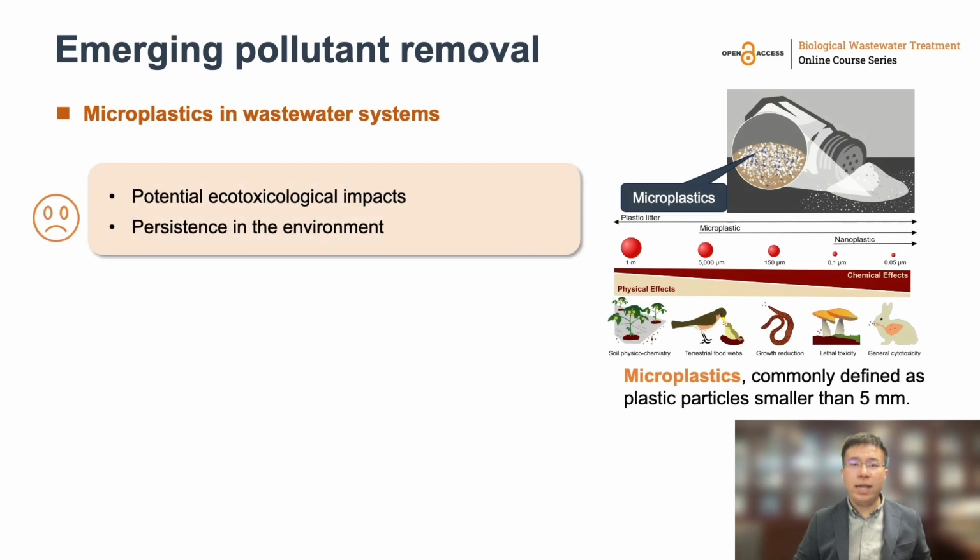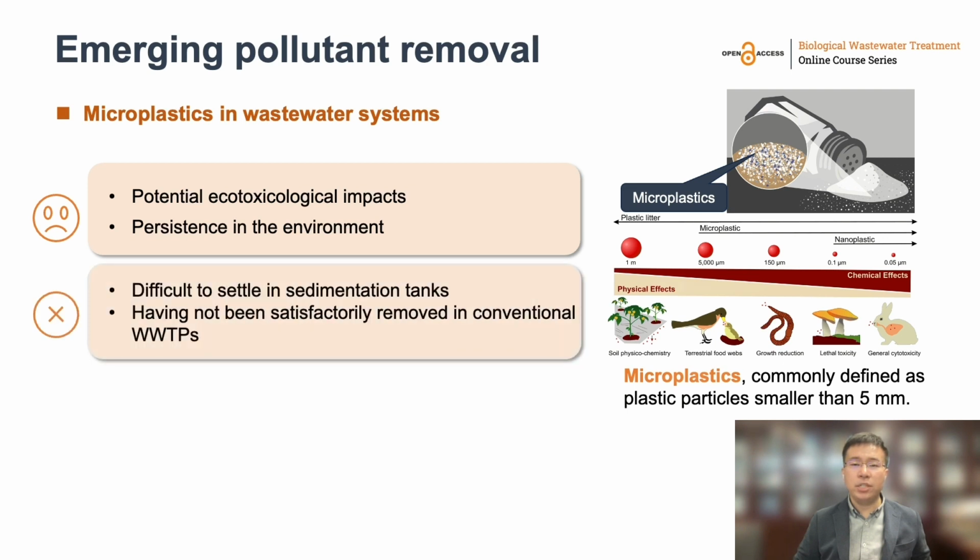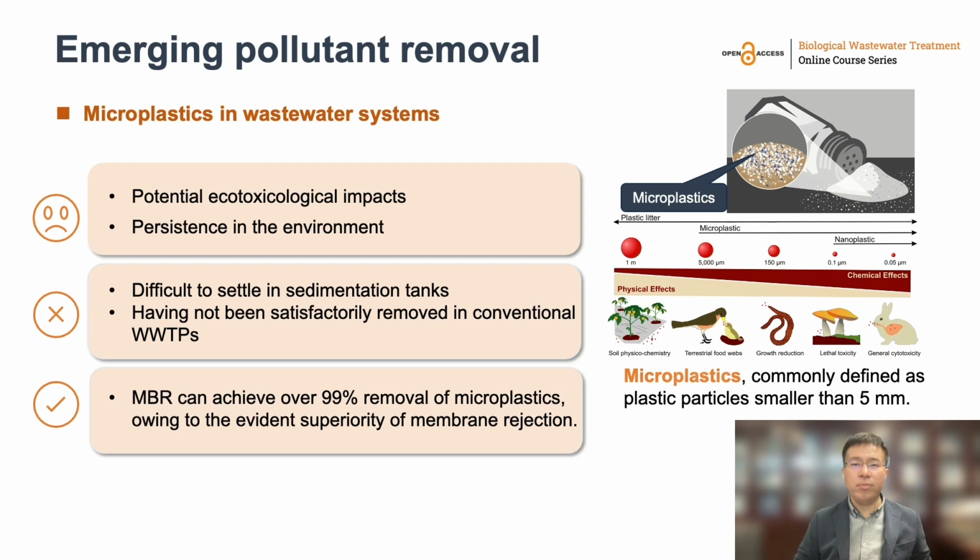Microplastics, commonly defined as plastic particles smaller than 5 mm, have recently raised public concerns for human health and ecological safety due to their potential ecotoxicological impacts and persistence in the environment. These materials are difficult to settle in sedimentation tanks and, as such, have not been satisfactorily removed in conventional wastewater treatment plants. In comparison, the MBR can achieve over 99% removal of microplastics, owing to the evident superiority of membrane rejection. The membrane can serve as an effective barrier to block the discharge of microplastics from wastewater treatment plants into the environment.